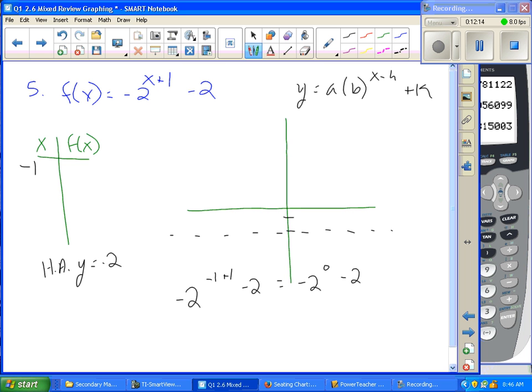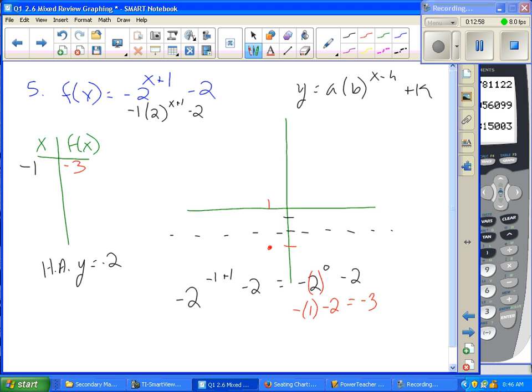Technically, the b is just the 2. This negative that was in front of it is really the a. So this could have been written as -1 times 2 to the x plus 1 minus 2. So when I do this right here, it's really 2 that's being raised to the 0th power, which would become 1. But then I have that negative in front, so I end up with -1 minus 2 for -3. So at -1, I go down 3, put my point.